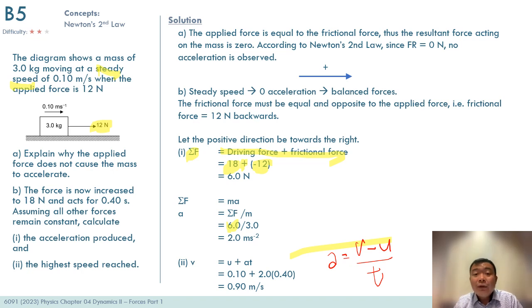Now, one more thing to note, always keep your answer to the least significant figures. Never ever keep your answer to 1 SF. So for example, in the final answer, if you have written 0.9 meter per second, you are committing a SF or significant figure error. In the acceleration answer, if you have written 2 meter per second squared, you are also committing a SF error. So please don't do that.